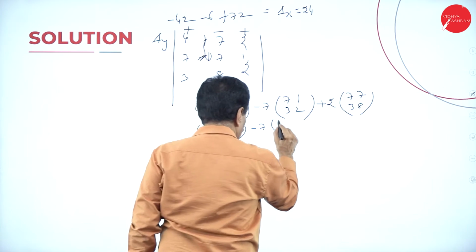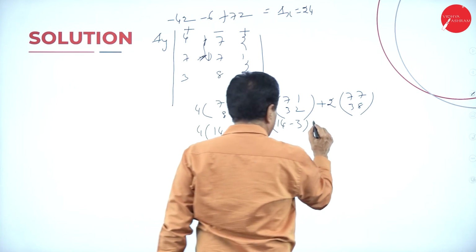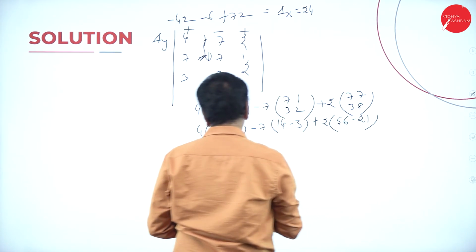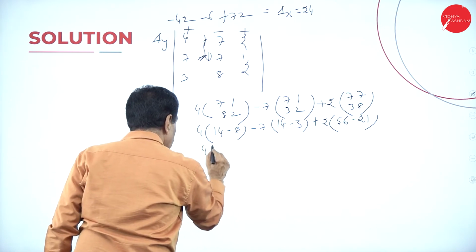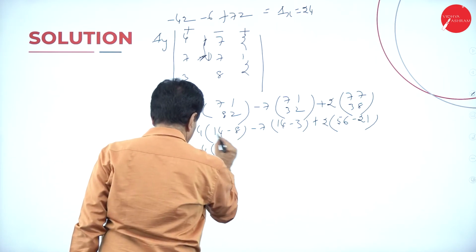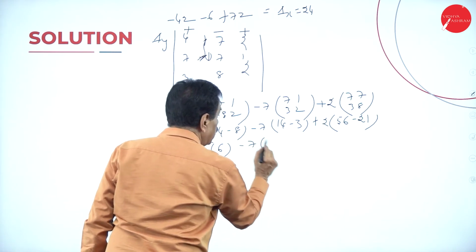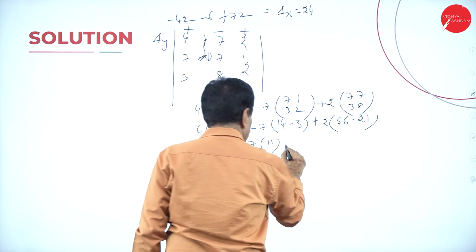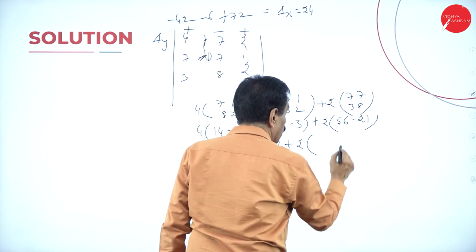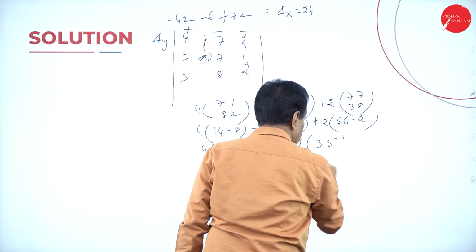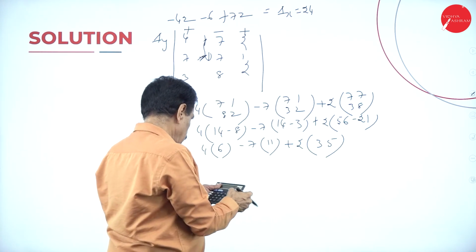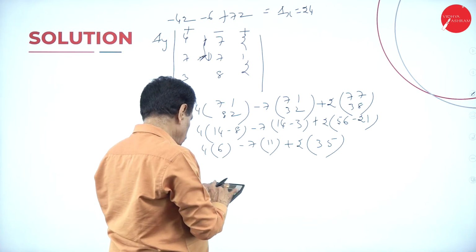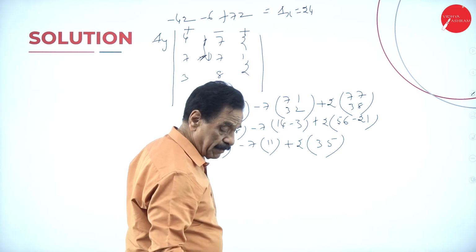7 2s are 14, minus 3, plus 2. 7 8s are 56, minus 21. This is 4. 14 minus 8 is 6, plus 6, minus 7. 14 minus 3 is 11, plus 2. 56 minus 21. 56 minus 21 is 35.